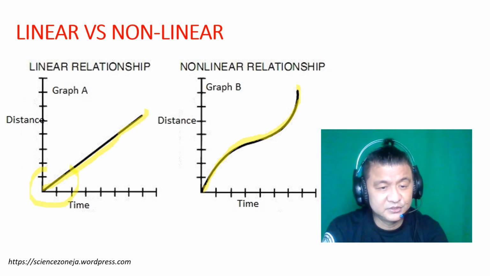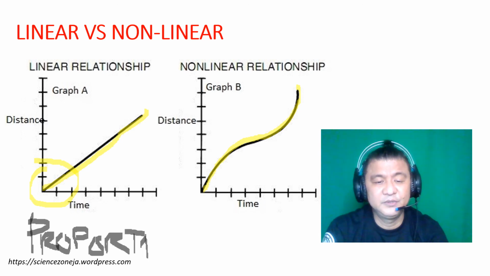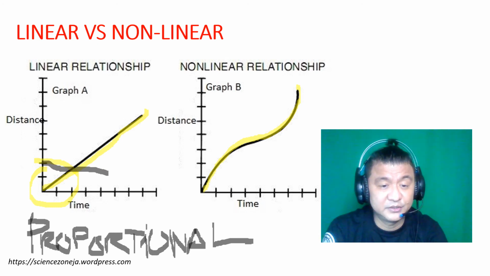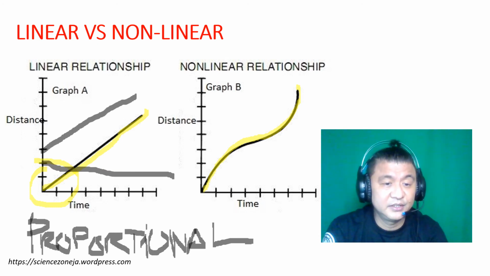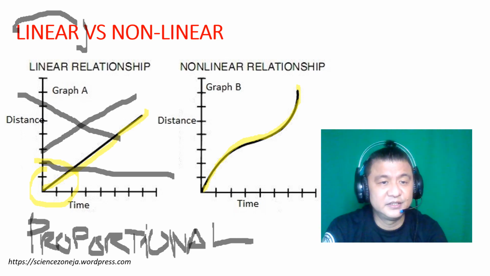But if it starts at 0, we learned this before. If it starts at 0, it is what type of line? It is proportional. But today we're not only talking about proportional lines. We will be talking about lines that don't start at 0. It could start there, it could start anywhere. So remember, our focus for today would be the linear.